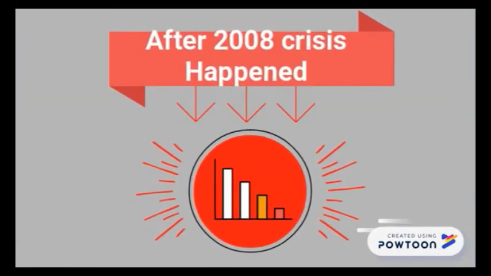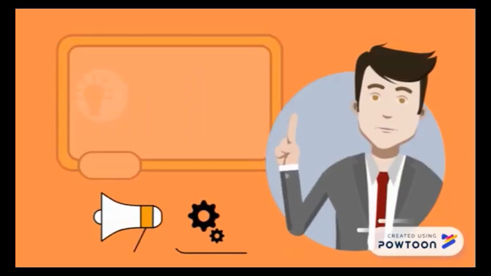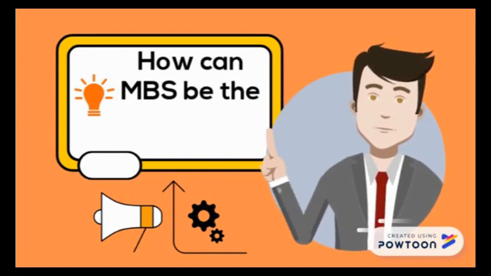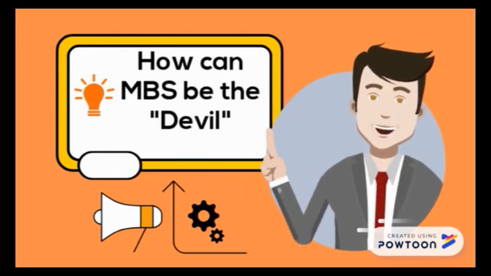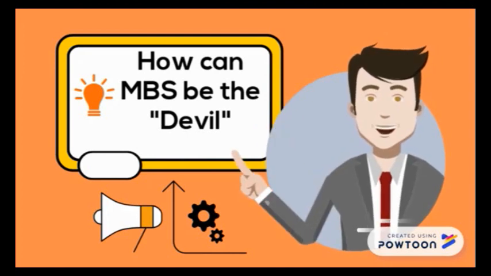After the 2008 crisis happened, most people think that the MBS are the root cause of this catastrophe, but it's the human society that ultimately caused this. MBS products themselves, if priced correctly, are really stable and secured financial products. But how can such a product be the devil behind all this?